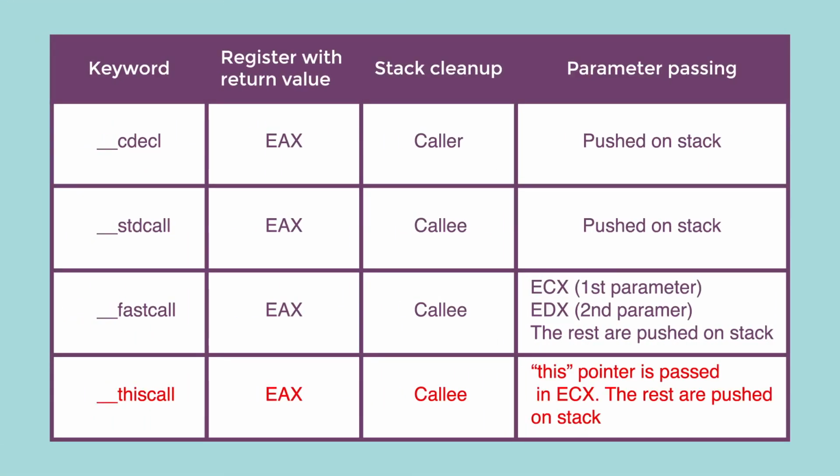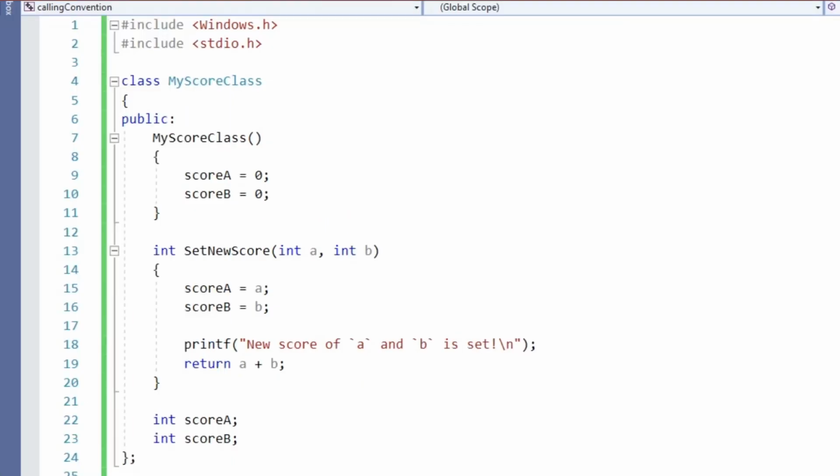Thiscall calling convention. This is the default calling convention of C++ class methods in Visual Studio. The first parameter is passed in the ECX register, and the remaining parameters should be pushed on the stack. The calling function is responsible for clearing the parameters. The return value is stored in EAX. For example, if we define a C++ class with two methods, the calling convention is set to thiscall for these two methods by default. We can also write it like this if you want. It is optional.